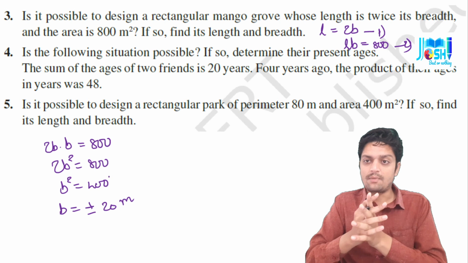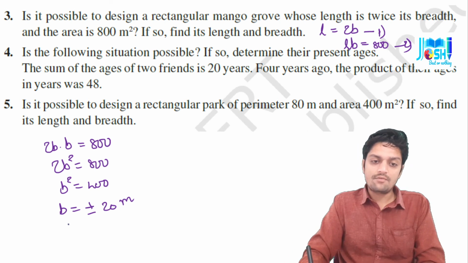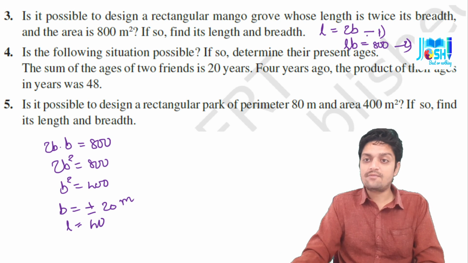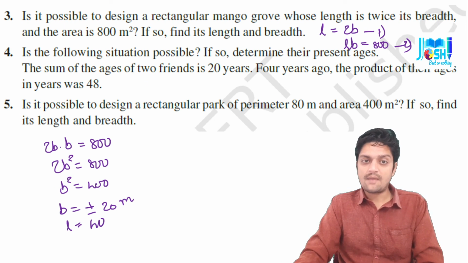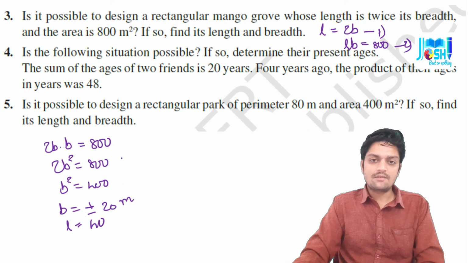B is equal to plus 20 and L is equal to 40. If you put the value 20 in the first equation, you will get the value of L as 40. So it is possible to make this kind of rectangular mango grove whose length is 40 and breadth is 20. Okay, now see the fourth question.